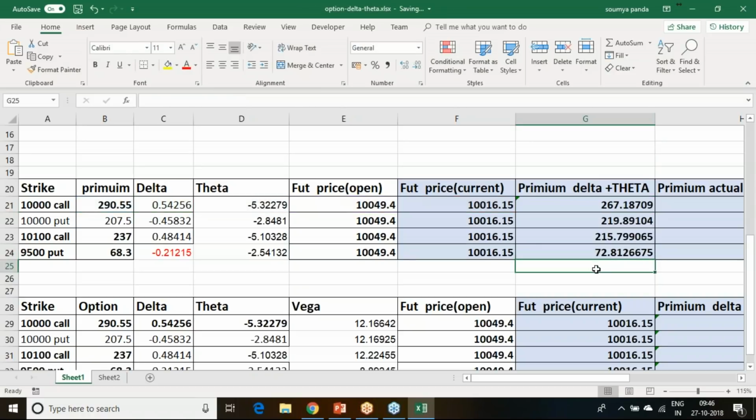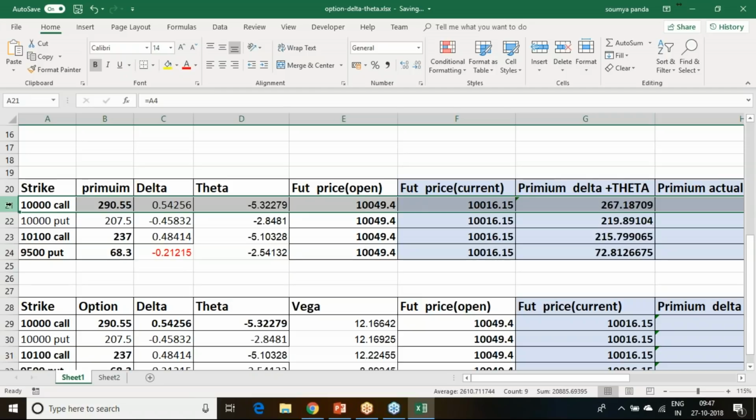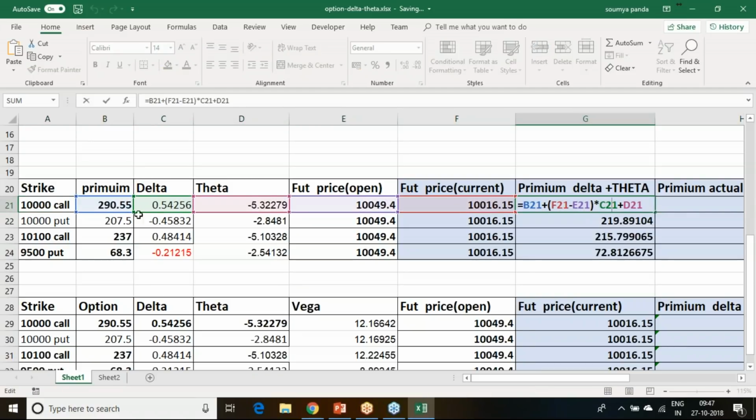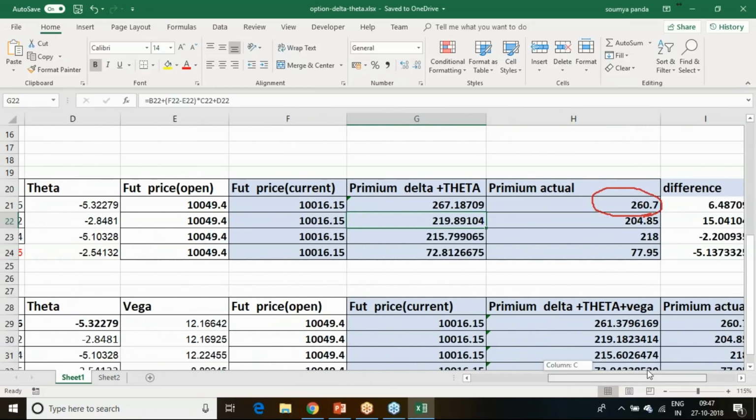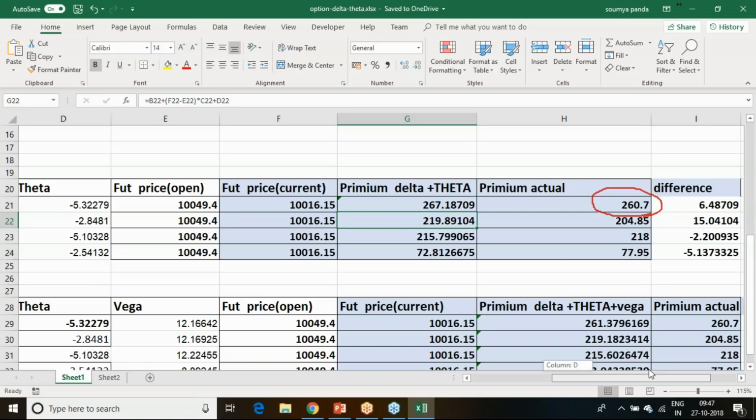Saturday, Sunday no trading. If I am just going for this 10,000 call option, Nifty has fallen by 36 points. So based on that, delta 0.54 multiplied with 33. Whatever value comes, option premium is added with the Nifty price change multiplied with delta, and this is theta. Adding this, I am getting the value of the 10,000 call option should be 267 rupees and 18 paise. This is what I am getting through my calculation. Actually it's 260 rupees 70 paise.